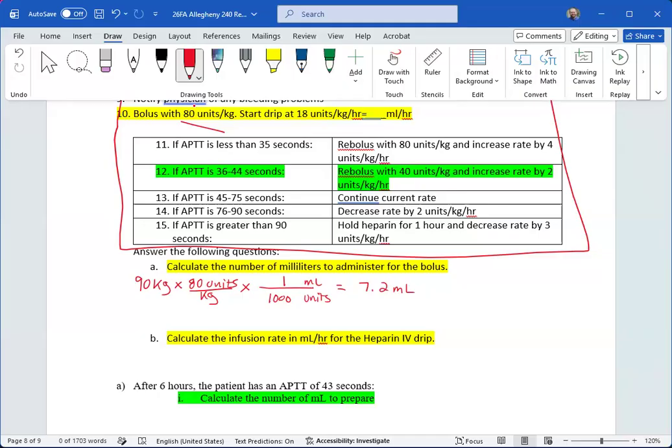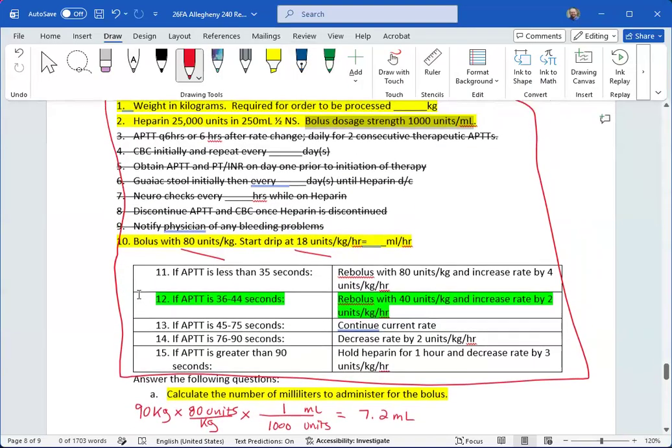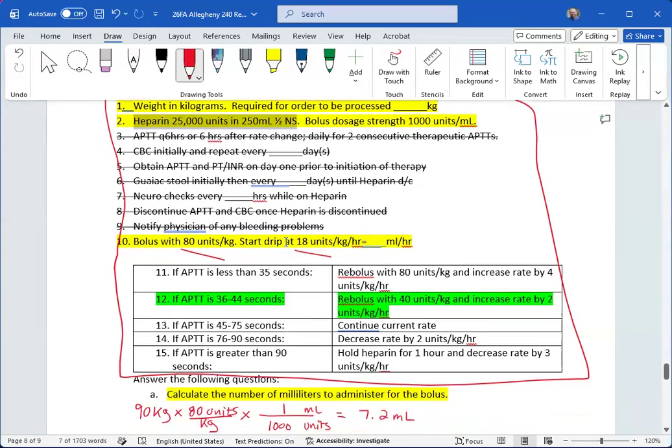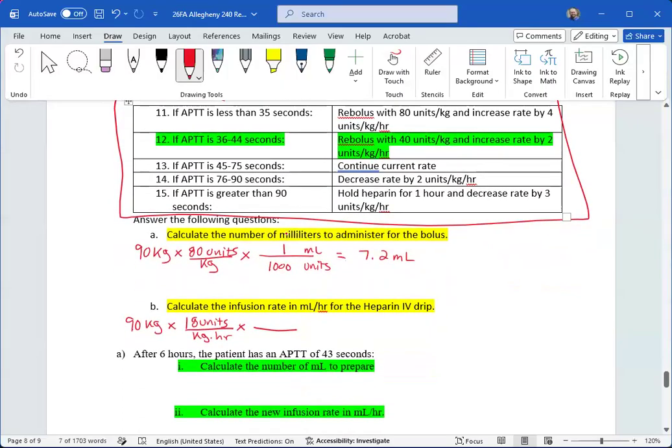And then for the infusion rate, we're going to take our 90 kg times, now we're going to use the 18 units per kilogram per hour. So 18 units per kilogram per hour. And then my available, right? I'm coming up here just as a reminder. Hopefully you know this already. This is our available for our infusion rate, the 25,000 units and the 250 ml.